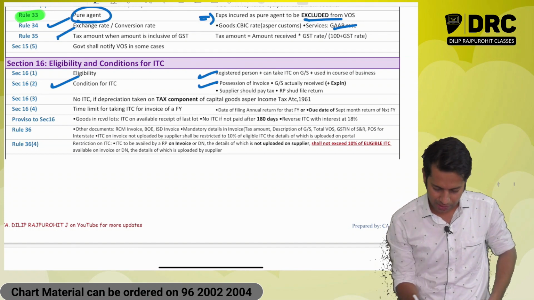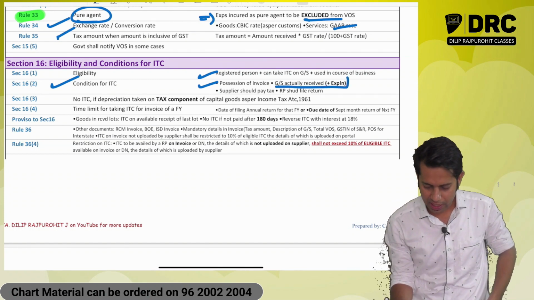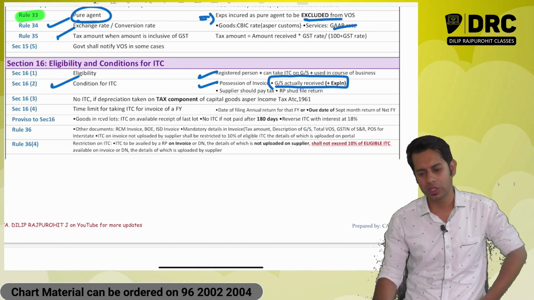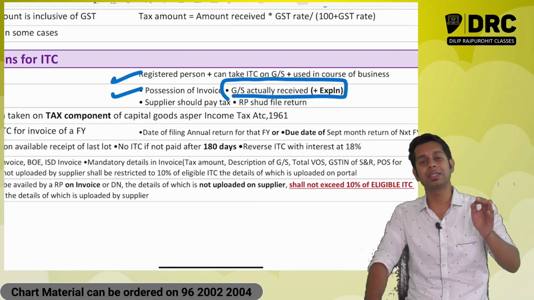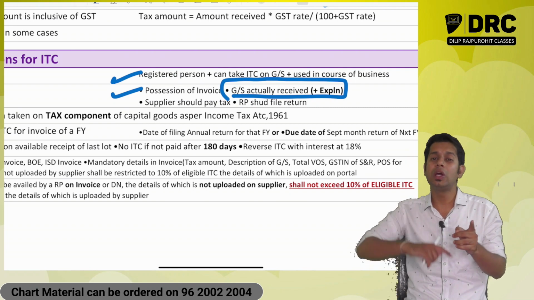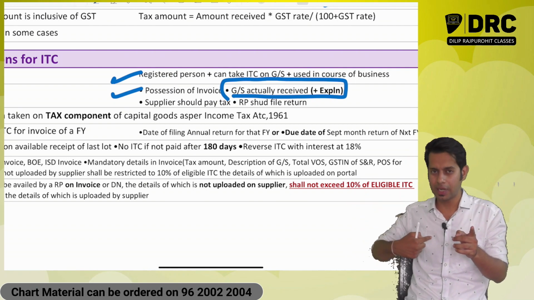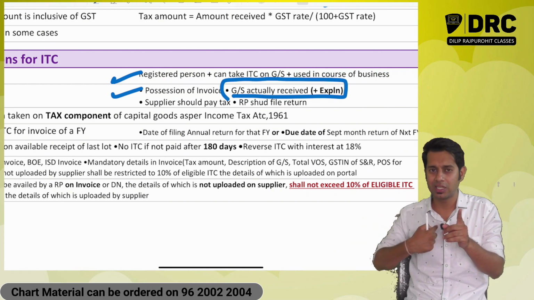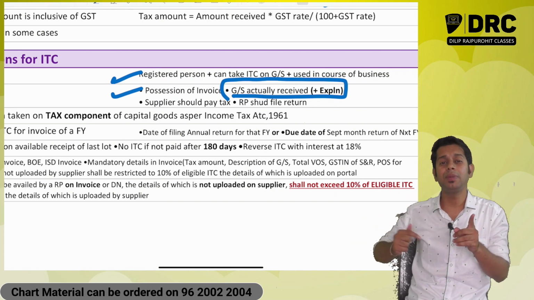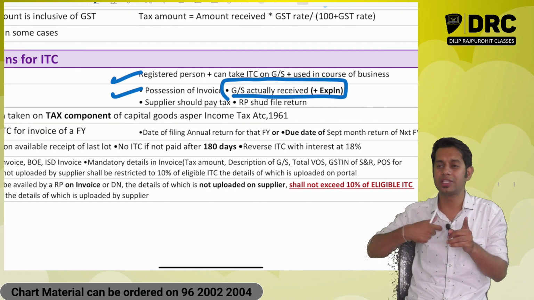Now for the second condition, what is the second condition? He should have actually received the goods or services. There is an explanation. That explanation says, where the goods are supplied by a supplier to a recipient on the direction of a registered person, it will be deemed that the registered person has received the goods or services once it is received by the recipient.